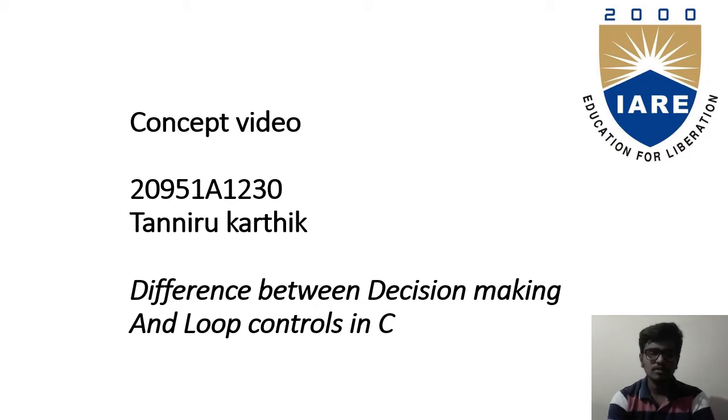My topic is the difference between decision making and loop controls in C language. So let us know about the difference between decision making and loop controls in C language briefly in the further slides. Let us go into our topic.